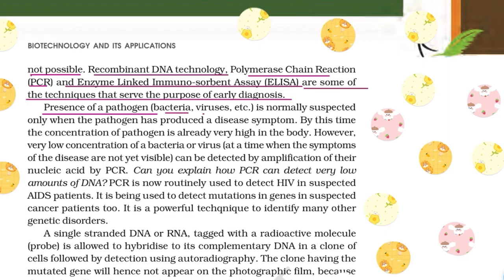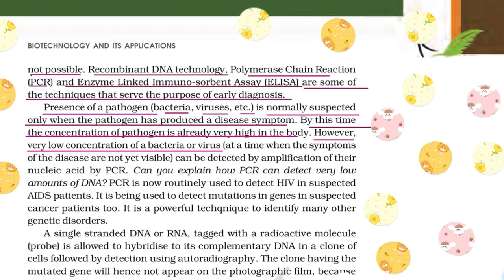The presence of a pathogen, bacteria, viruses, etc. is normally suspected only when the pathogen has produced a disease symptom. By this time, the concentration of pathogen is already very high in the body. However, very low concentration of bacteria or virus at a time when the symptoms of the disease are not yet visible can be detected by amplification of their nucleic acid by PCR. Can you explain how PCR can detect very low amounts of DNA?